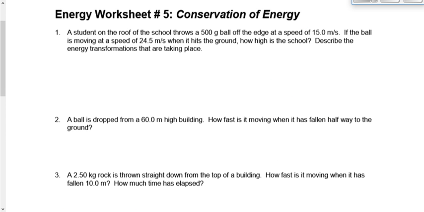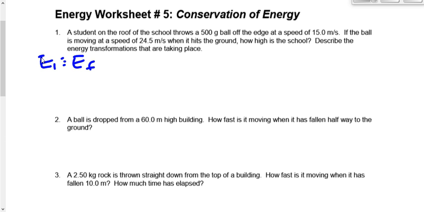All right, having a look at question number 1, just before the bell goes, it says, a student on the roof of the school throws a 500-gram ball off the edge of the school at a speed of 15 meters per second. The ball is moving at a speed of 24.5 when it hits the ground. How high is the school? And describe the energy transformations that are taking place here. We're going to say Ei equals Ef because we know that the total amount of energy remains constant. We don't create or destroy energy.